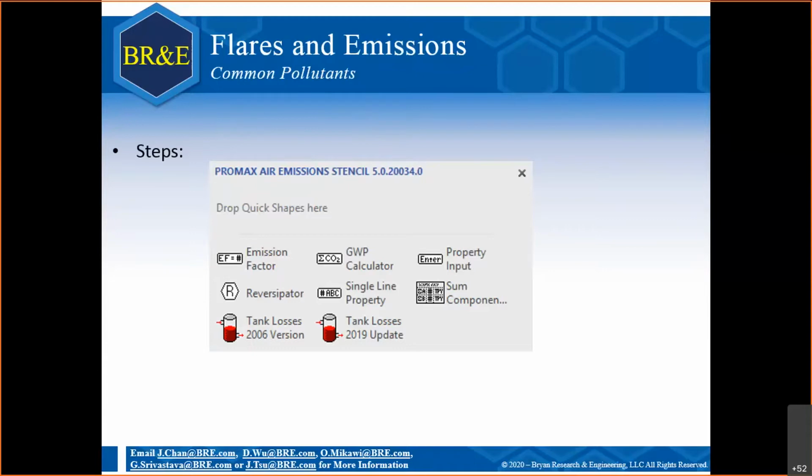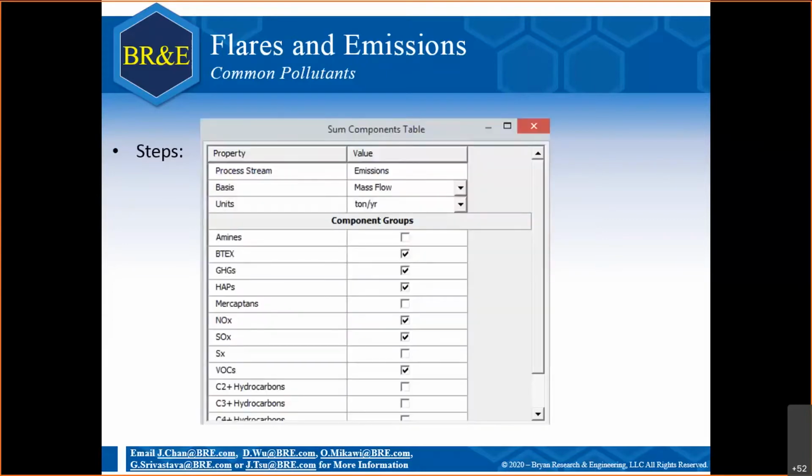In this list, you can also see that there is a GWP calculator somewhere in the middle. What this calculator does is calculate the mass equivalent of CO2 that is generated from a particular stream. Once you drag out this stencil, you can drag out this block called the sum components, which is located on the right-hand side. Once you drag it onto your flow sheet, you can then select which process stream you want to report the emissions for, and on what basis, whether mass flow rate or molar flow rate, and also the units that you want to report it in.